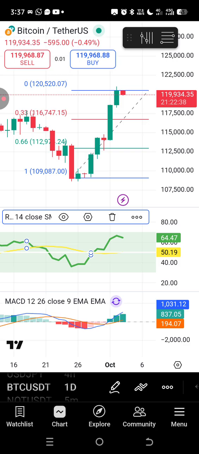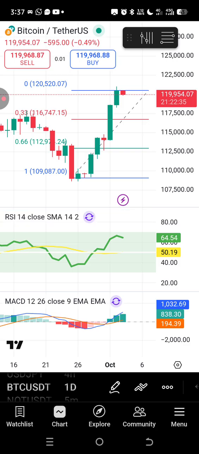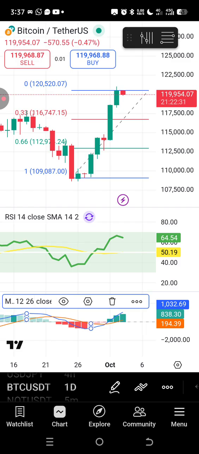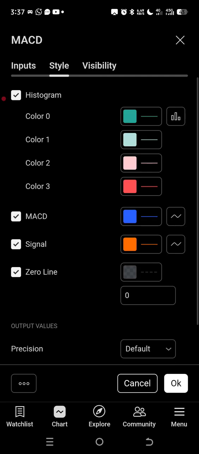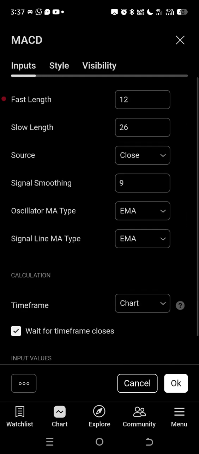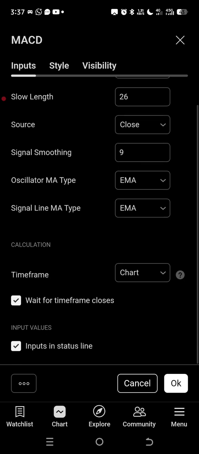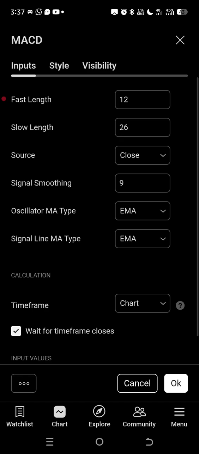So you can also configure the RSI. Then you can also configure the MACD. If I tap on it, MACD can also be configured. Don't touch anything on visibility. Don't touch anything on style. This is where we touch input. Leave it the way it is. Look at the config: 12, 26, 9, EMA. Leave it so. You are good to go.